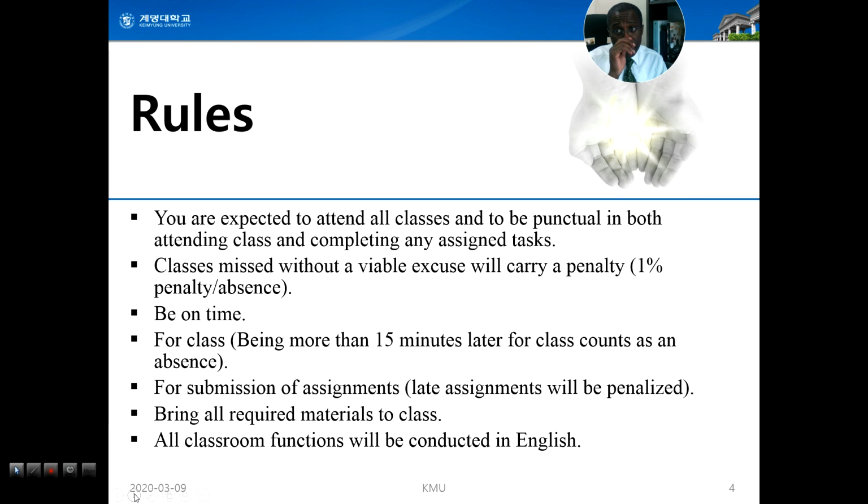Now the rules, guys, are very important. You are expected to attend all classes and to be punctual in both attending class and completing any assigned task. The assigned tasks here are mainly abstract reading and writing. I will give you some papers to read, and then you have to write your own abstract that is different from what the author wrote. Your understanding of the paper is very important. For the first 2 weeks, attendance will be taken through the electronic CTL system we have here, which allows us to see if you are present or not. If you miss a class without any viable reason, usually you lose 1%.